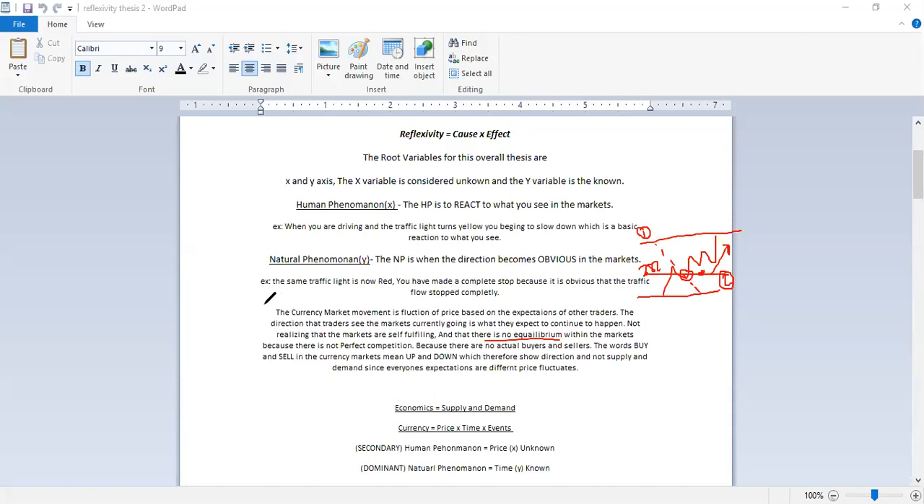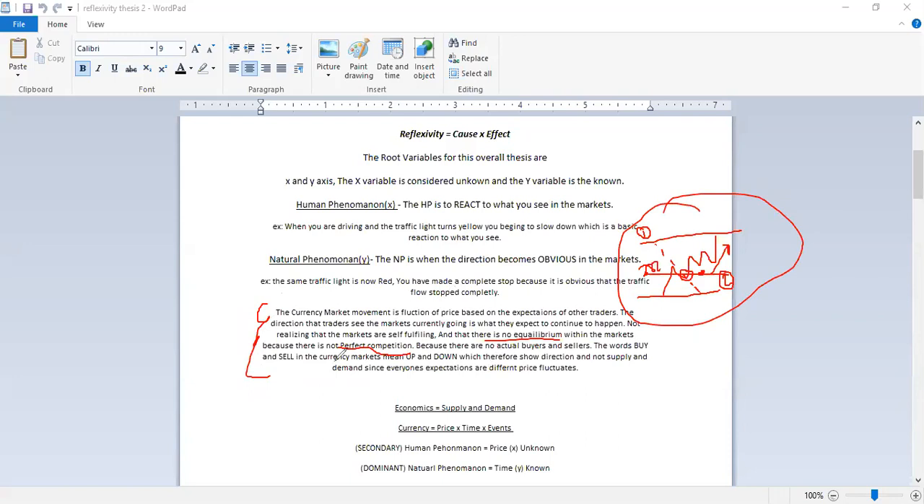So I'm going to read this statement one more time, and we're going to relate it to what I just said here. So the currency market's movement is based off of fluctuation of price. That fluctuation of price is based off of the expectations of other traders. The direction the traders see the market currently going in is what they expect to continue to happen, not realizing that the markets are self-fulfilling and that there is no equilibrium within the markets because there is no perfect competition, because there's no actual buyers and sellers.